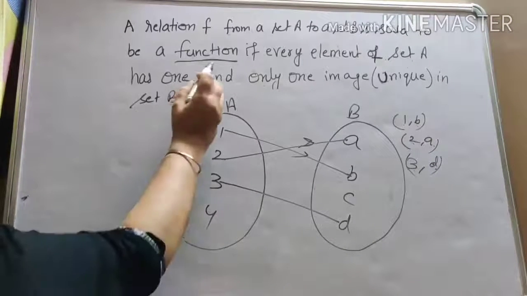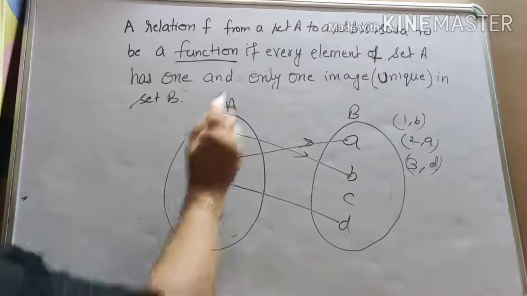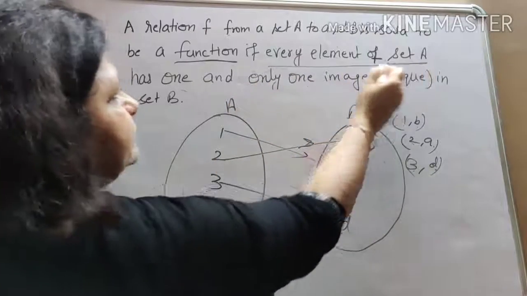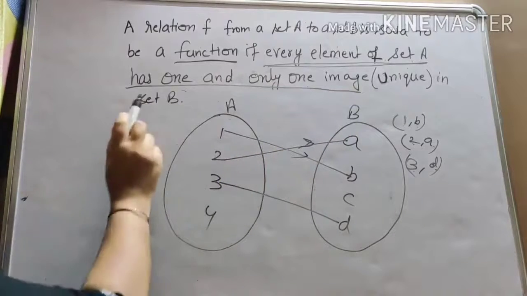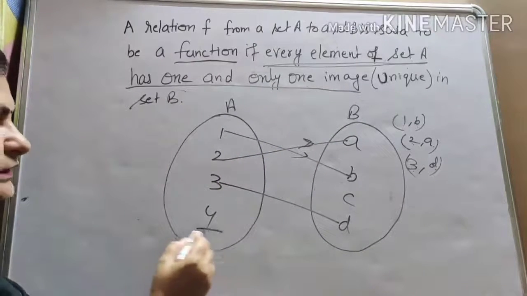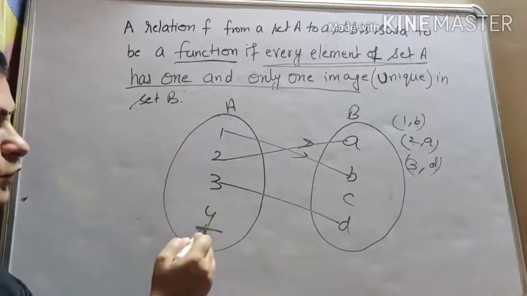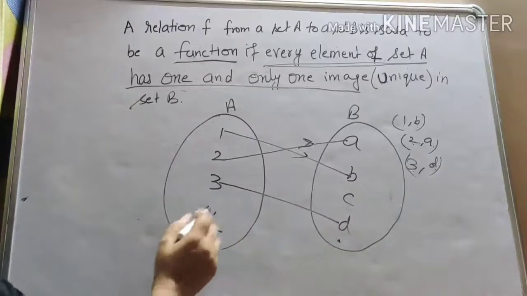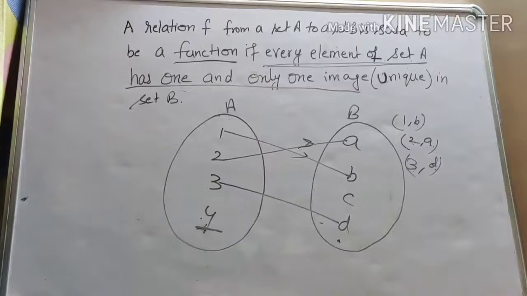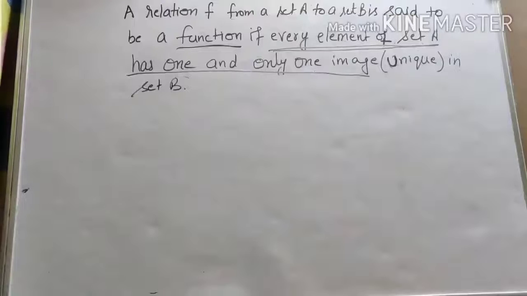Why? Because according to the definition of function, every element of set A has one and only one image in set B. But here, element 4 doesn't have any image in B. Therefore, this relation is not a function. One more example.